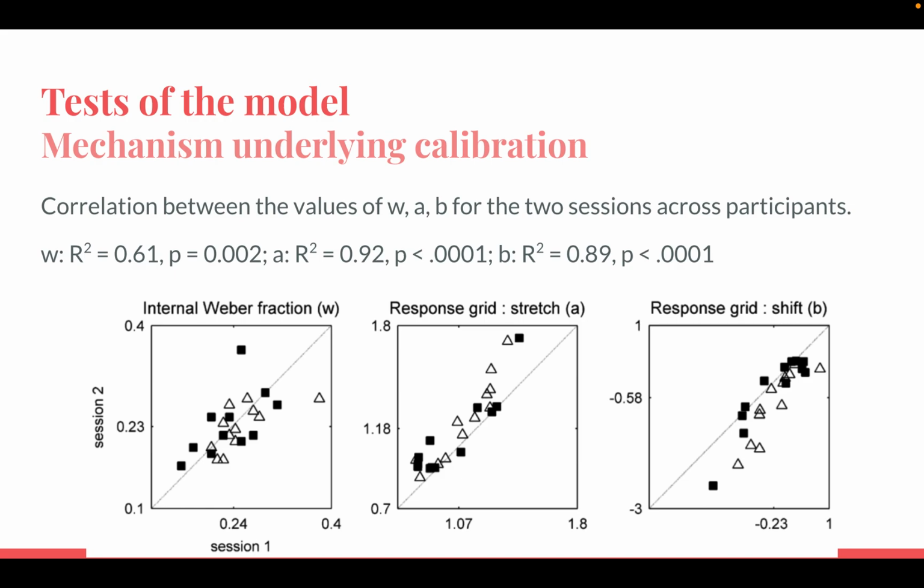So we can observe a high level of correlation between the values of internal Weber function A and B for the two sessions across participants.